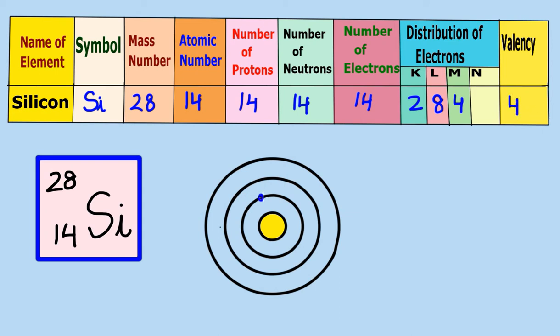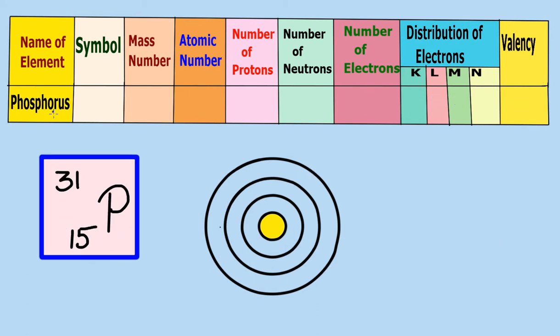So now we will show 2 electrons here in the K shell and 8 electrons in L shell. 1, 2, 3, 4, 5, 6, 7 and 8 electrons. Now 4 electrons in M shell. 1, 2, 3 and 4. So this is the electronic configuration of silicon.